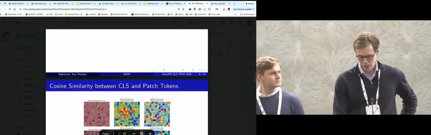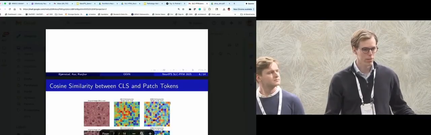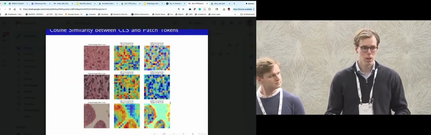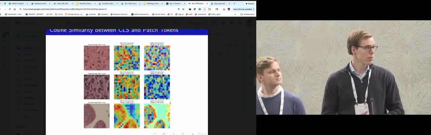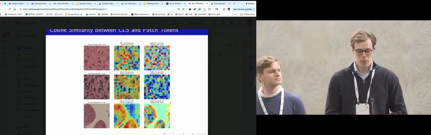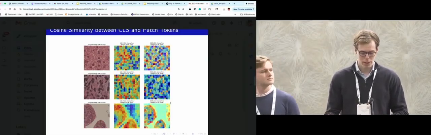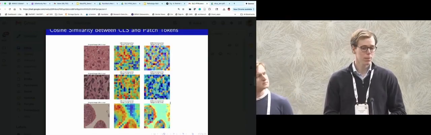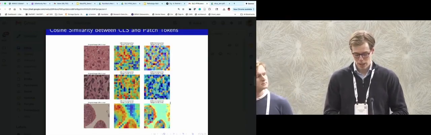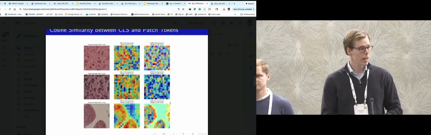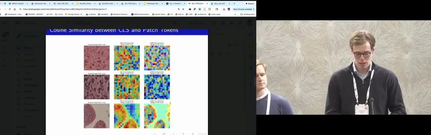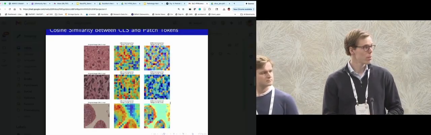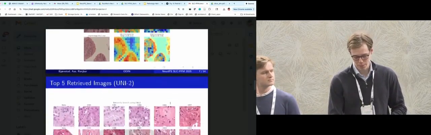So we started basically by comparing the qualitative metrics of the model, and then we chose to use UNI 2 as a comparison, because that was kind of state of the art at the moment. So we took, for instance, here 3 images. We plotted the cosine similarity between the class token and patch tokens, and as you can see, it kind of focuses on the same cells as UNI, which we thought was a good result, but still has some other nuances.